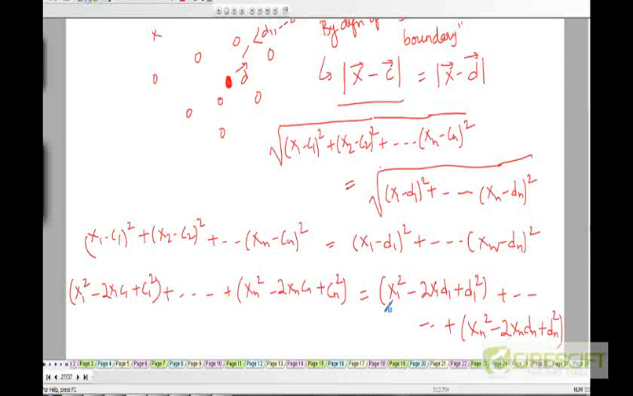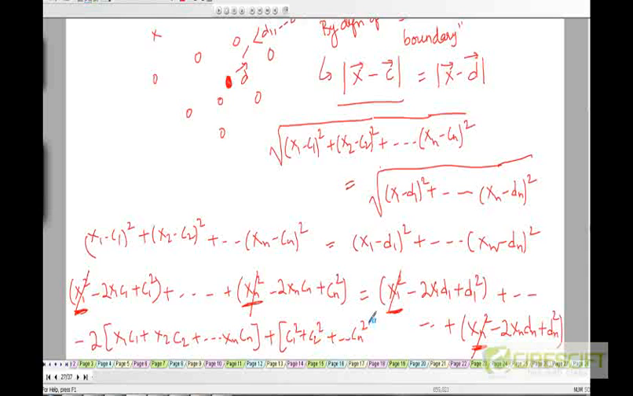So there'll be a lot of cancellation on both sides, as you can see. This x1 squared will cancel out with this x1 squared. The next term x2 squared will cancel out with x2 squared. And xn squared will cancel out with xn squared. So the first terms will all cancel out on both sides. Now what are the remaining terms? You'll have minus 2 times (x1 c1 plus x2 c2 and so on till xn cn) plus c1 squared plus c2 squared and so on till cn squared.